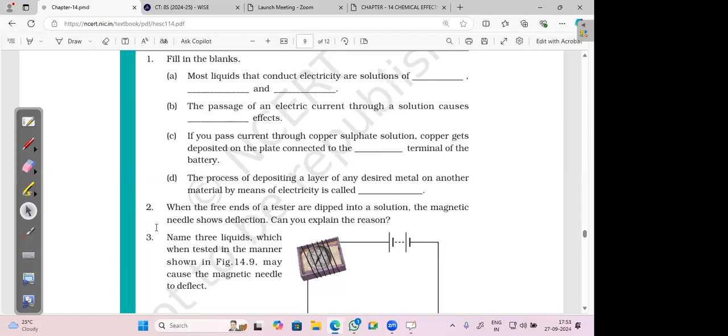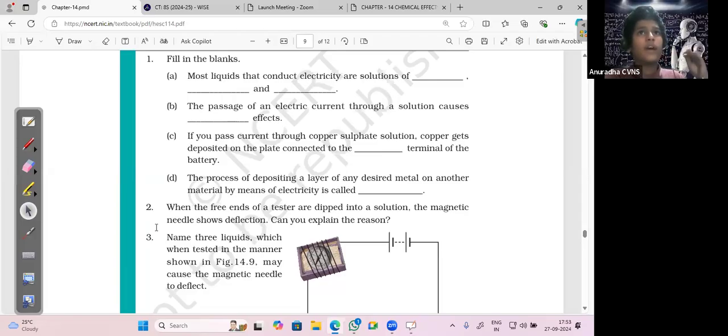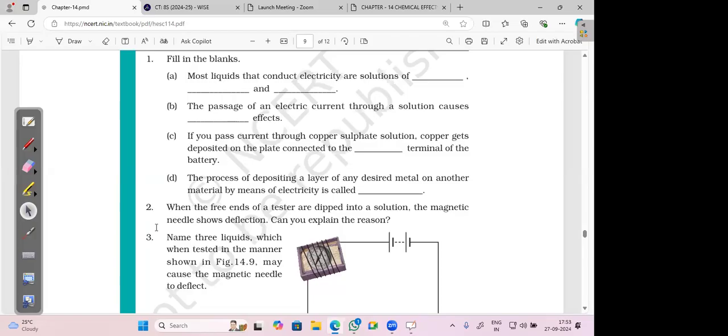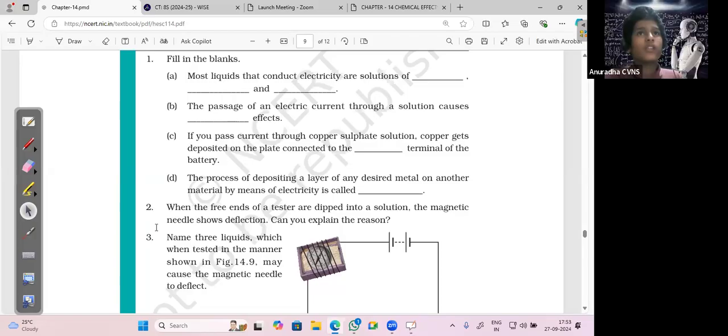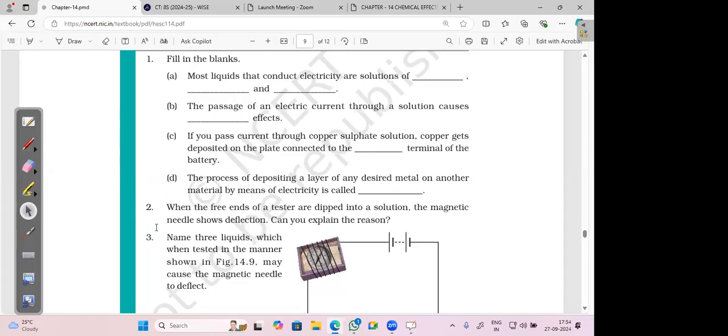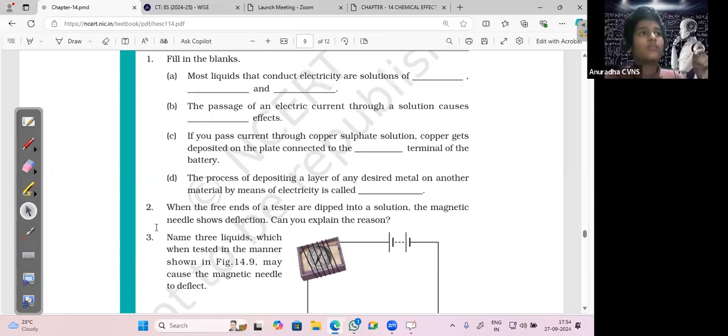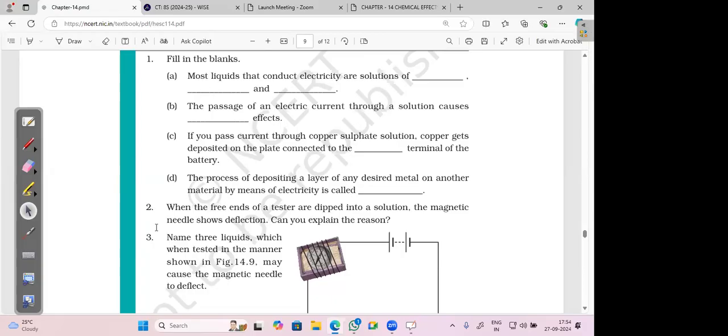Yes, Pranav? Sir, I have a doubt. You said a current carrying wire acts as an electromagnet. If electricity is passed through a wire, why does it act as an electromagnet? Why does it happen, sir?